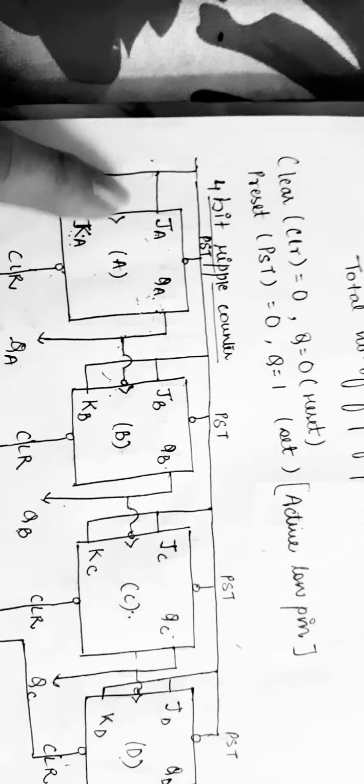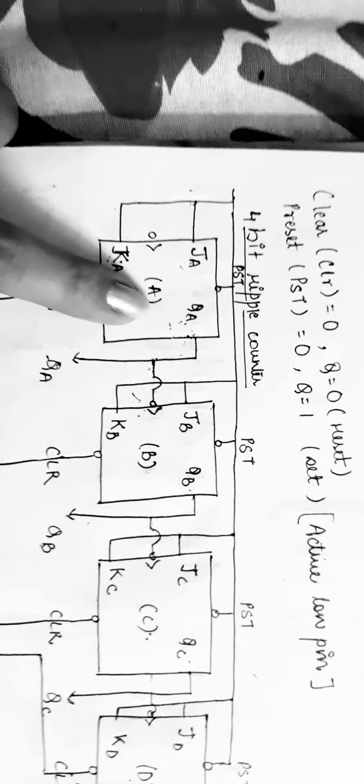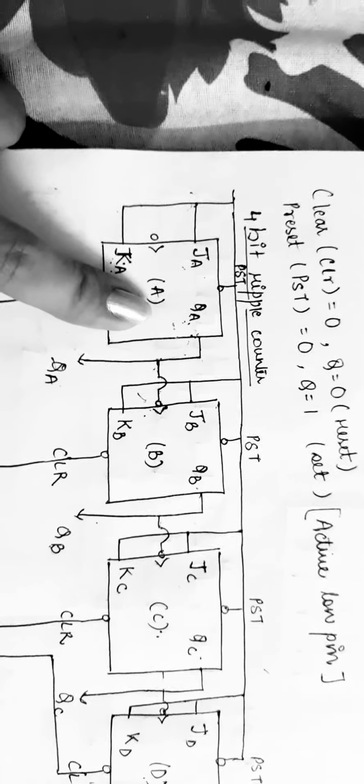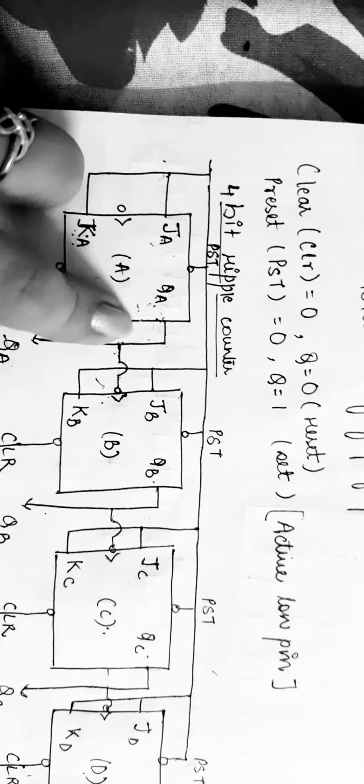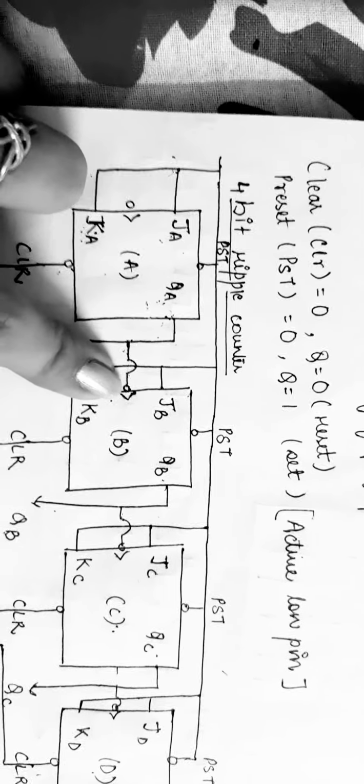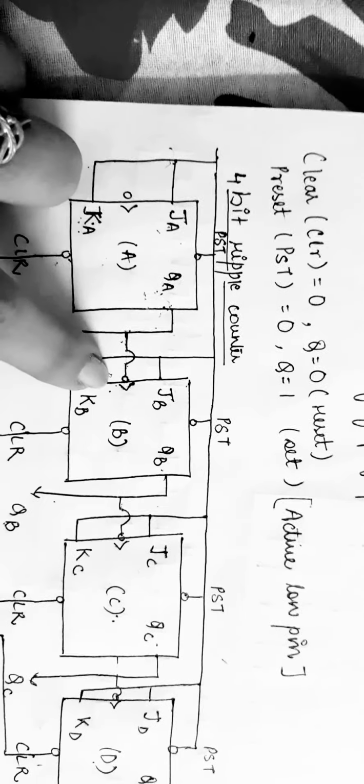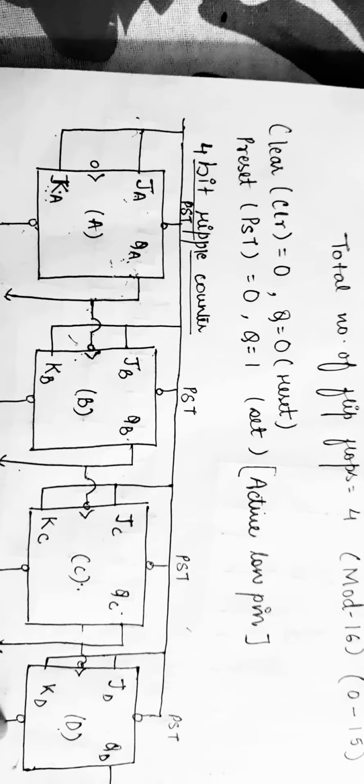Now here we are using an asynchronous ripple counter. It is a ripple counter, so the output of the first flip-flop will work as a clock pulse to the second flip-flop, and similarly so on. Now we'll see the table over here.